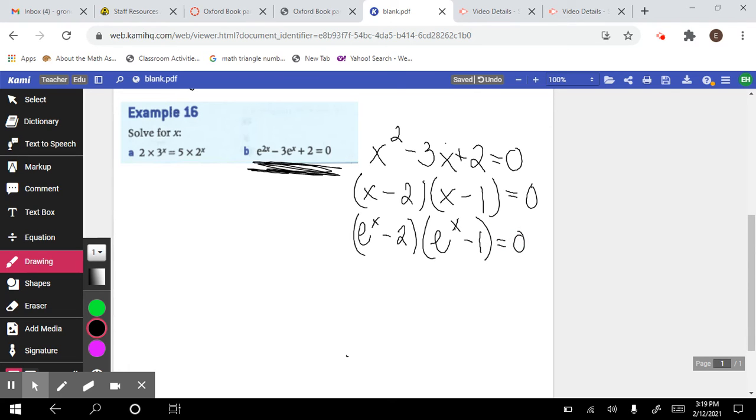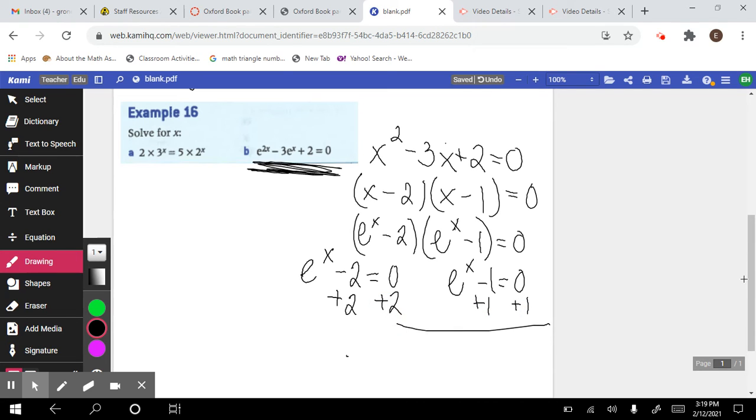And there we go. So like a classic quadratic, we are going to split them and set them both equal to 0. And then begin solving them. So add 2, add 1. So I have e to the x equals 2, e to the x equals 1.